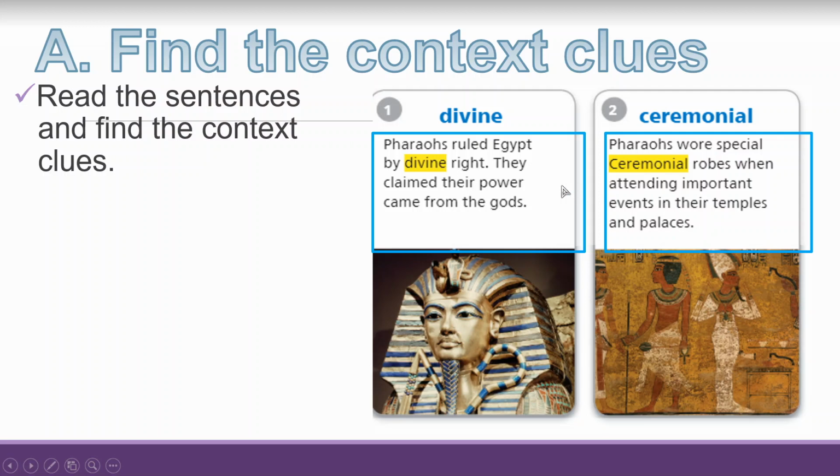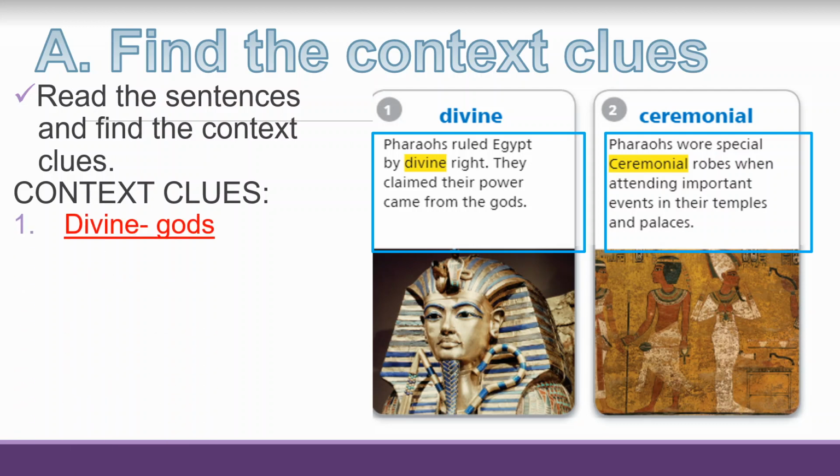Okay? Now, I want you to pause this video and find the context clues. Again, remember, context clues are words or phrases or group of words that will give us clues or tips so that we can find the meaning and understand the meaning of each vocabulary word. Okay, for number 1, what's the context clue? For number 2, what is the context clue? Answer it now. Okay, so let's answer.